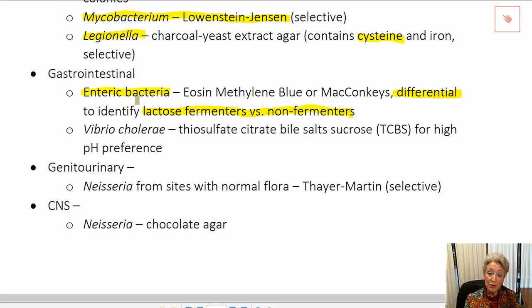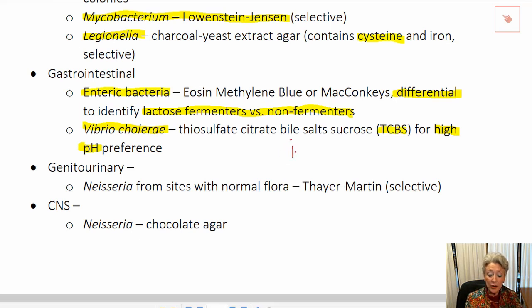And the one exception to the gastrointestinal organisms and the fact that most of them will do just fine in an acid environment is Vibrio cholerae, which grows on the most alkaline medium we have in a laboratory, thiosulfate citrate bile salt sucrose. Probably don't need to know the name, but remember, it's extremely alkaline. And that's something that's worth remembering about Vibrio, because Vibrio really doesn't like acid.